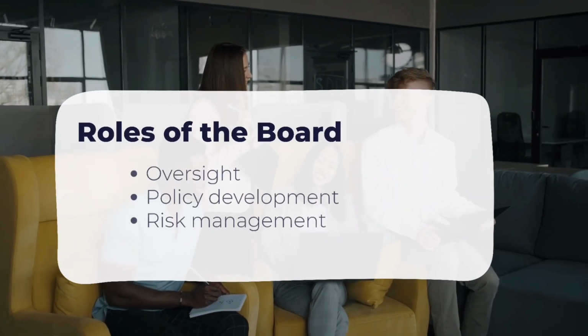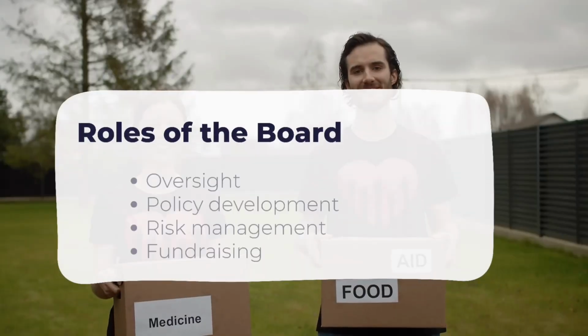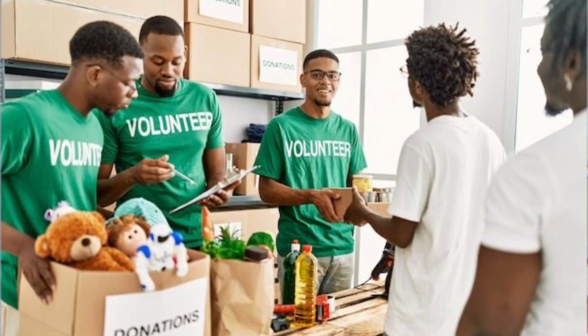Then the third role of the board is, of course, risk management. So the board is supposed to analyze the risks that the NGO has and come up with strategies. Then the fourth role of the board is fundraising. So these board members are supposed to look for funds for the organization. In most NGOs, it is the executive director or some of the employees who go out there to look for funding. But you find the board members are not doing anything.